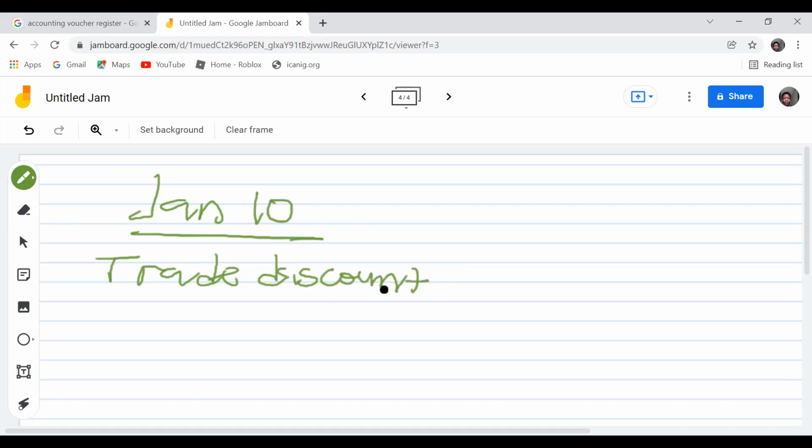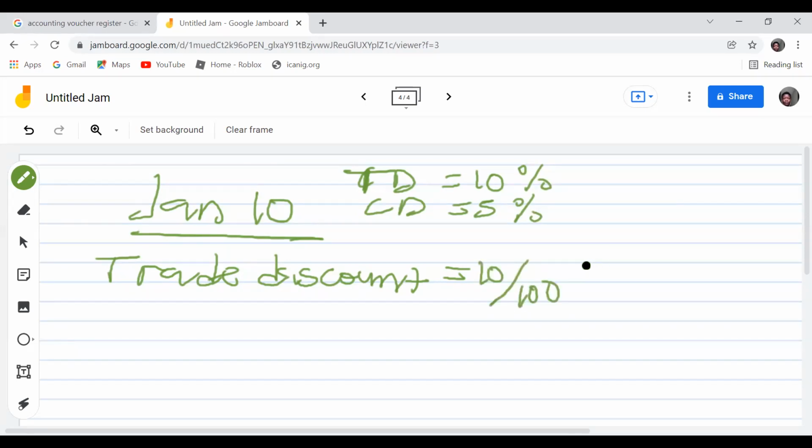And how are you going to calculate it? It's already clearly stated. Trade discount is 10%. Cash discount is 5%. All right. So trade discount is going to be 10 divided by 100. Then we are going to multiply with the invoice price, which is 1 million. And that will automatically give us 100,000.